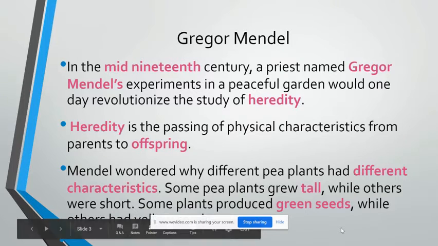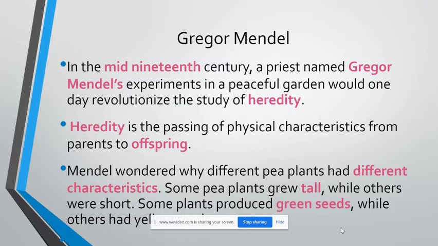So Gregor Mendel was a priest in the mid 19th century. What he did was experiment in a garden with different types of pea plants. Through these experiments, and then other scientists taking his information and continuing the study, he revolutionized and created this whole new way that we study heredity. So, heredity is defined as the passing of physical characteristics from parents to offspring.